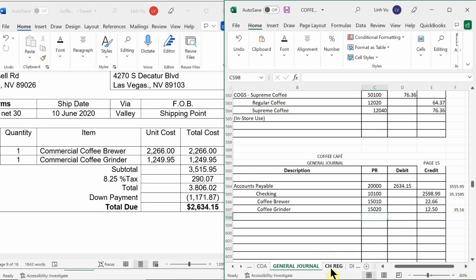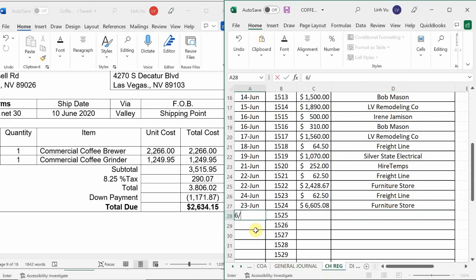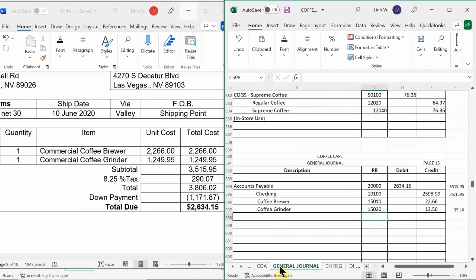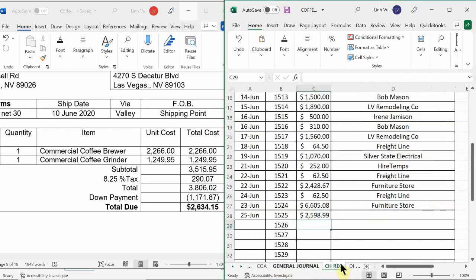Okay. So check register. We're using check number 1525 for the $2,598.99. I think that was it. Right? 2,598.99. Okay. Good. And who are we writing it out to? Hallie Bros.